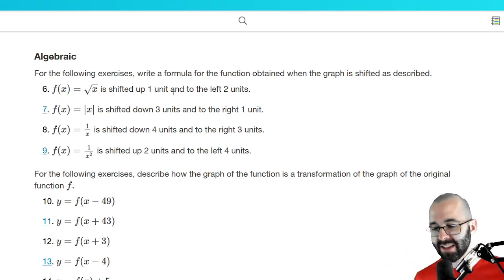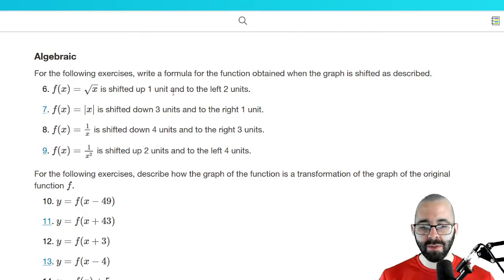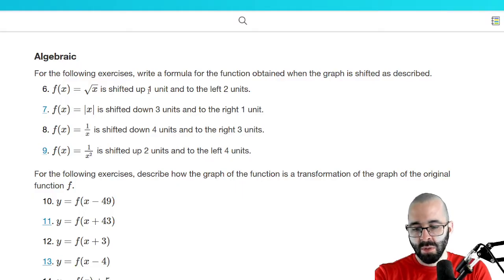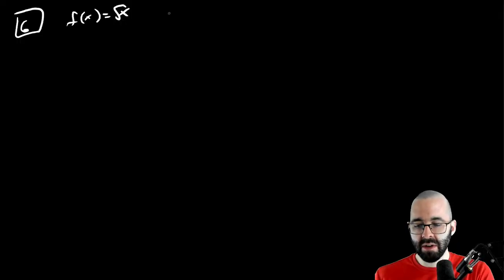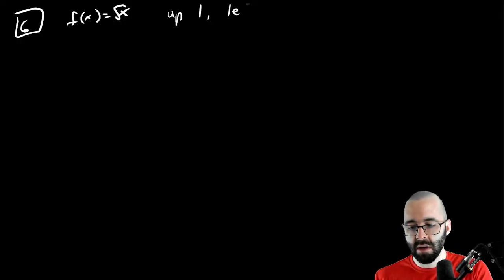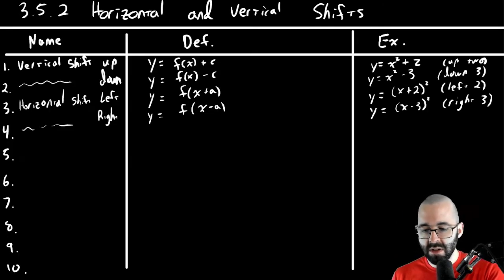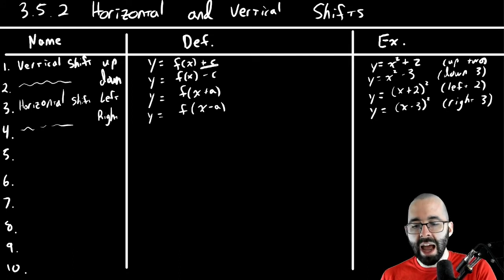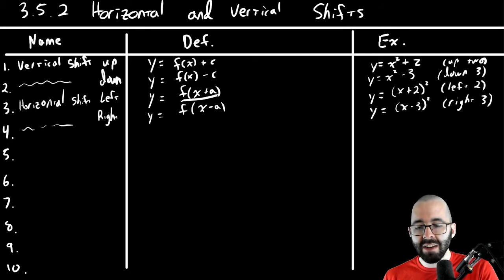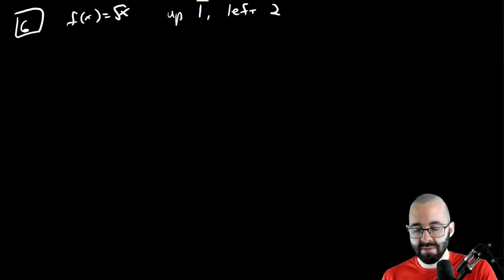Anyway, for number 6, write a formula for the function obtained when the graph is shifted as described. So we have the square root of x. And what are we doing to it? We're moving it up 1 unit and left 2. So we're going to use what we did in the last video. To move it up 1, we add 1 to the outside. To move it left 2, we add 2 to the inside.